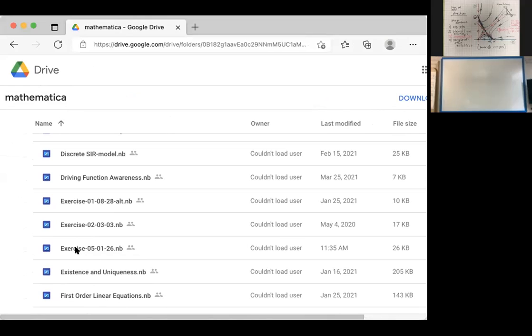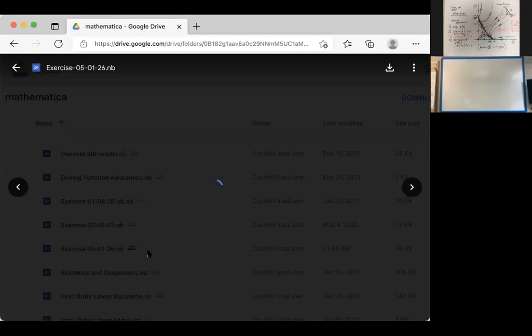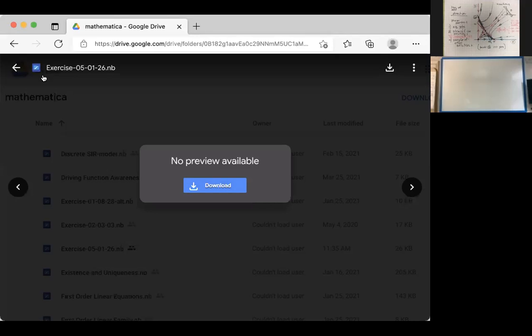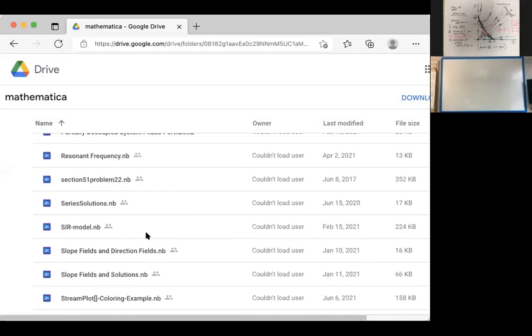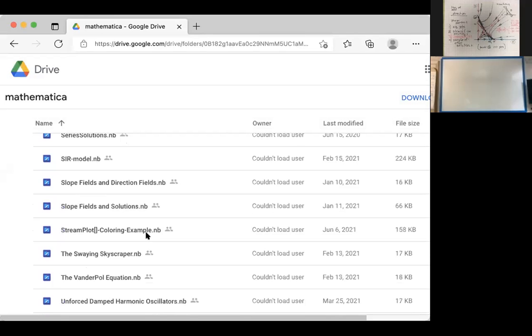So you can download that and play with it just like I did right there, even though it's not listed on our website. So I do have a few extra notebooks. You have to download it and open it. I'm not going to do that right now. I do have a few extra notebooks in here that I upload, download, correct, change, whatever.